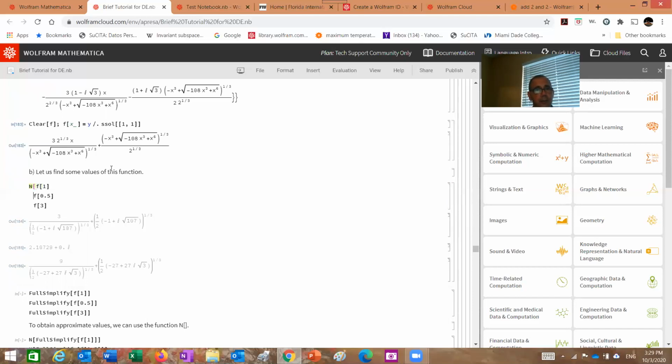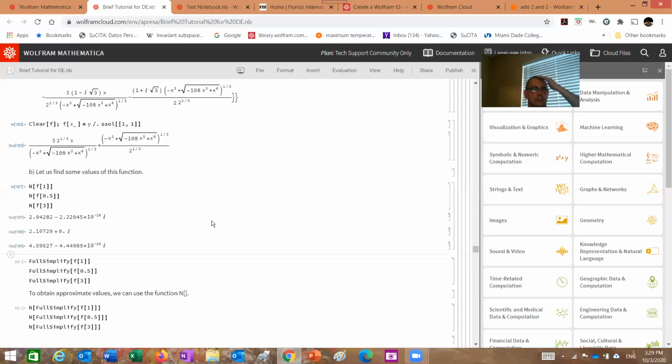You can put the function N affecting any one of these values. So here N, and then the whole expression between brackets, and then N, the whole expression between brackets, and now look at this. In this case, it is saying that f of 1 is this value. Notice that this value here is 2 point something times 10 raised to negative 16.